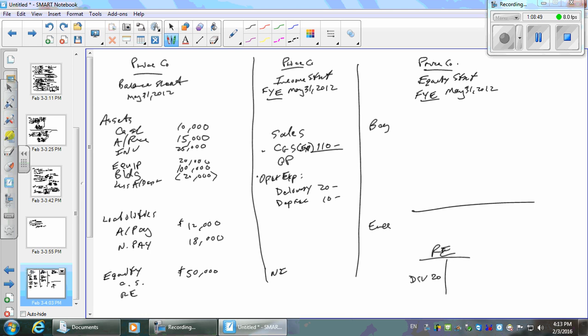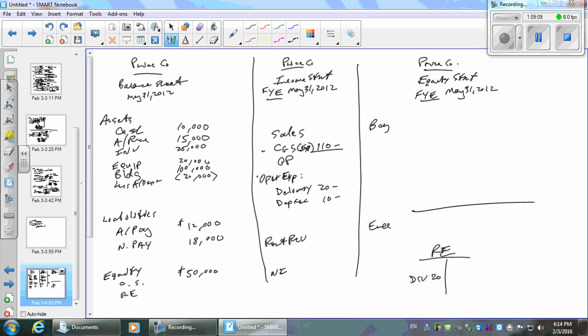What else we got? Rental revenue for 20. So we have some other revenues over here. I could put sales, and then cost of goods sold. I might put rent revenue down here if you want. We're getting kind of fancy now. But if you put it up there with the sales, that'd be just fine.